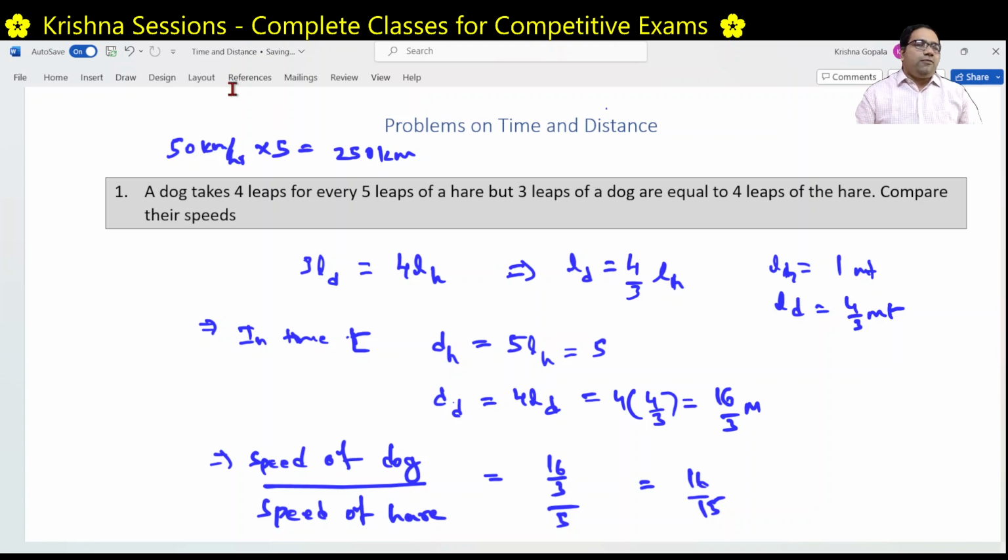I can travel at 40 kilometers per hour and I traveled 200 kilometers. What does that mean? I took 5 hours, each hour 40 kilometers. So distance is equal to speed into time. That is the only formula that we need in this chapter, time and distance. Okay, with that, let's try to solve some basic problems.